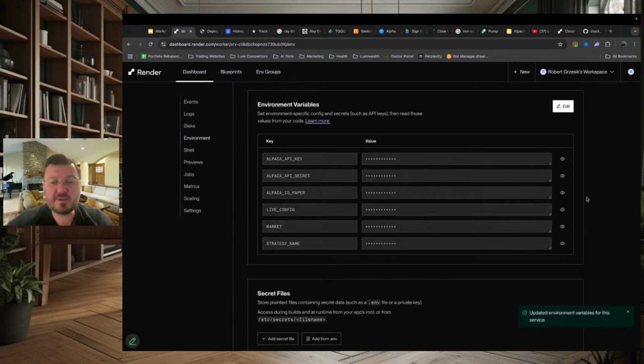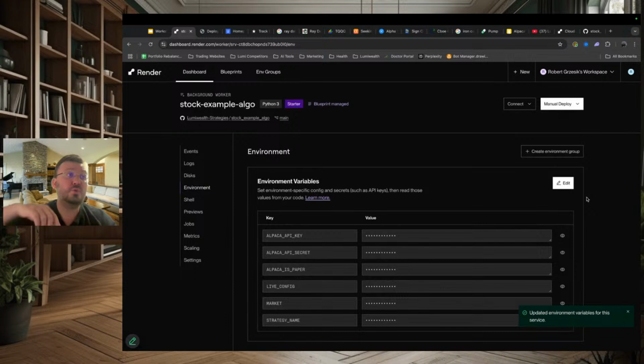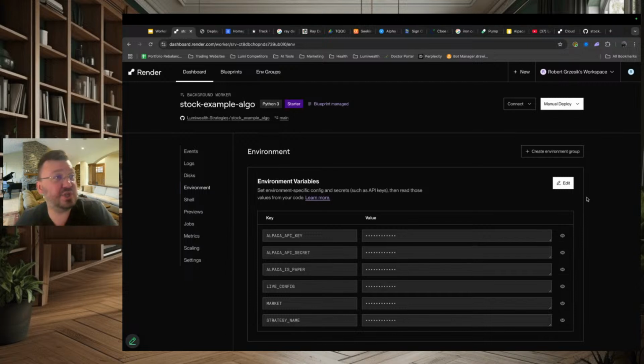And once we've saved it, now we want to rerun it, redeploy it. Because we've made these changes, we want to run it again, right? We want to update this bot with these changes. So the way that we do that is we go up here. There's this manual deploy button. Click on manual deploy, and then deploy latest commit. Okay, we're going to click on that.